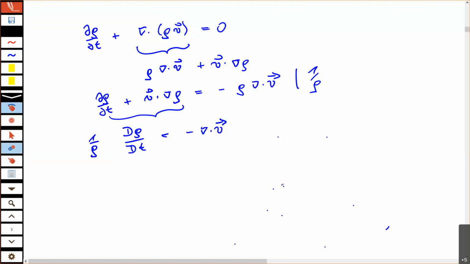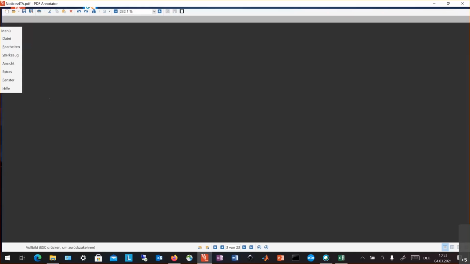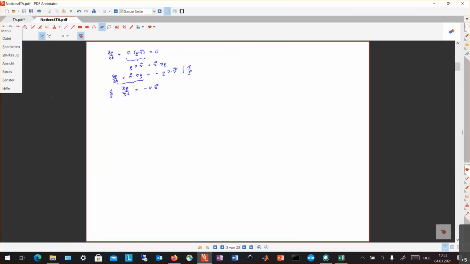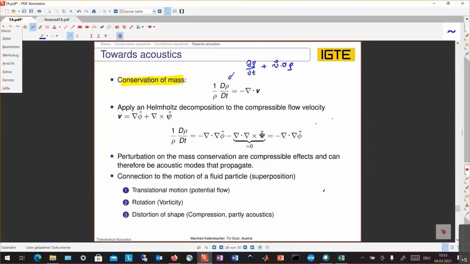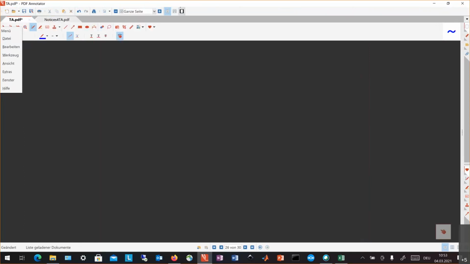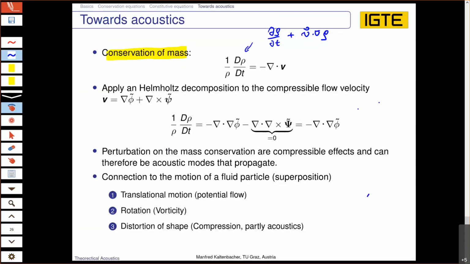Okay, so you see this is nothing else than a reformulation of our general mass conservation, taking into account compressible fluids, which is important for us because we also want to come to the description of wave propagation. Now, with this additional information, it is clear how we get this part here. Now we apply a Helmholtz decomposition.